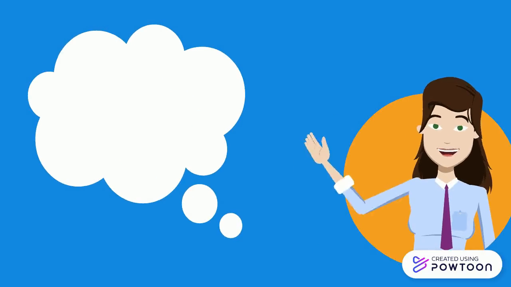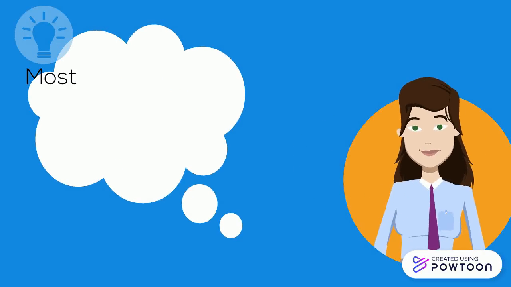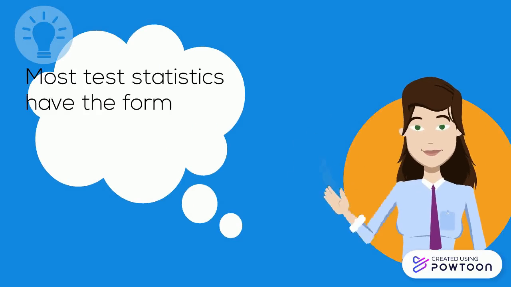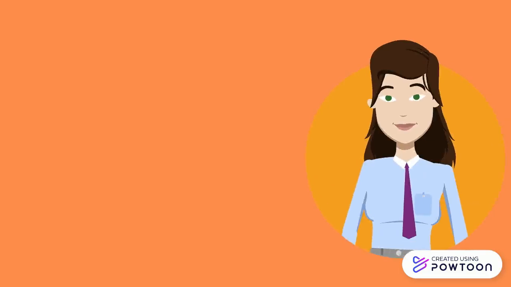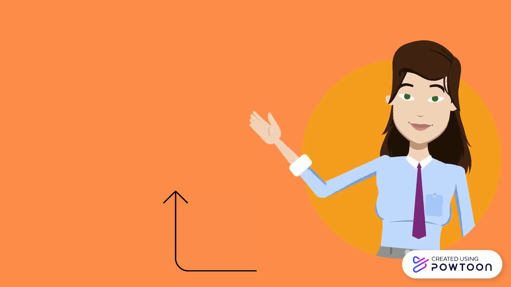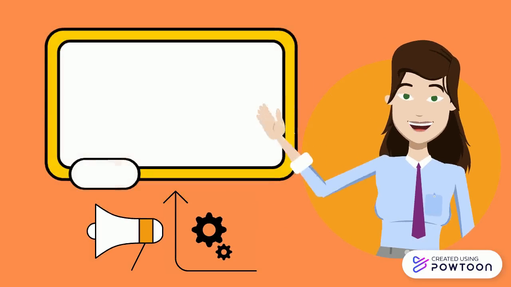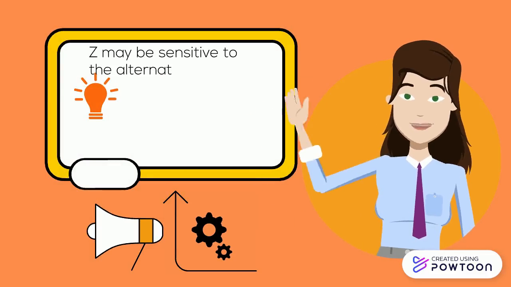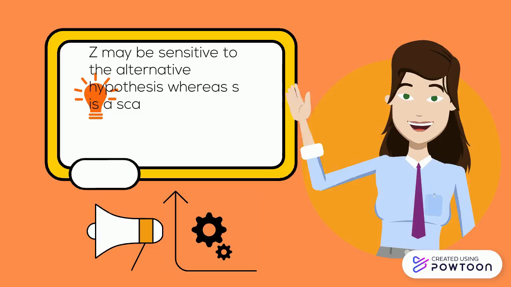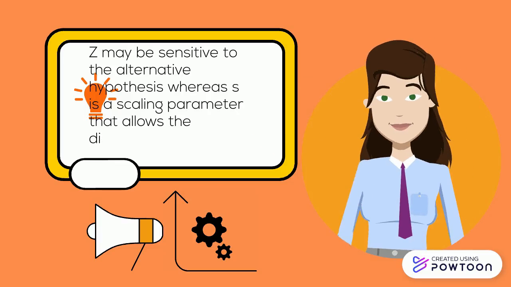Most test statistics have the form T equals Z over S, where Z and S are functions. Z may be sensitive to the alternative hypothesis, whereas S is a scaling parameter that allows the distribution of T to be determined.